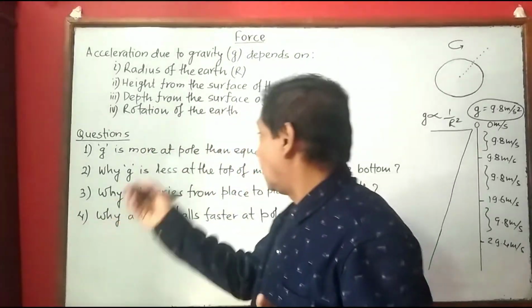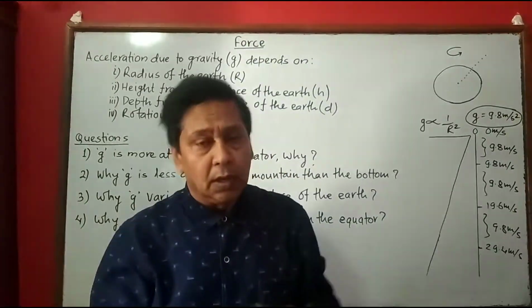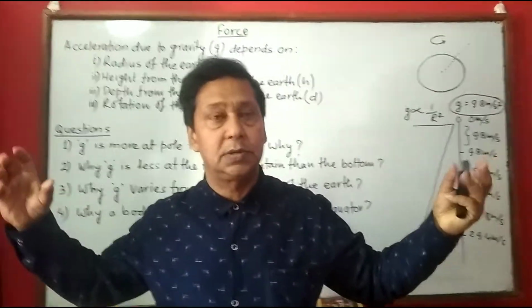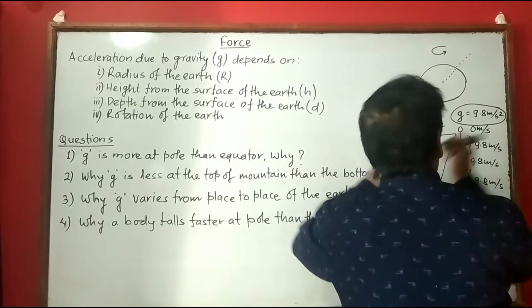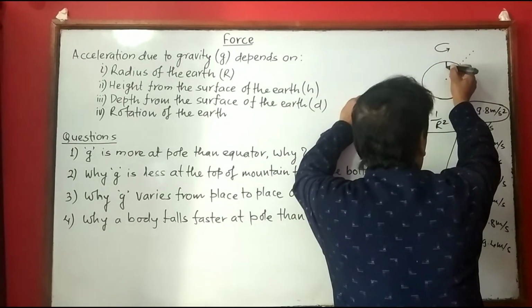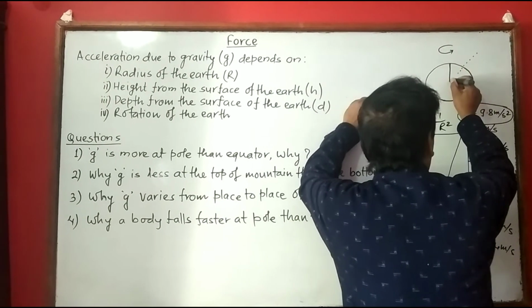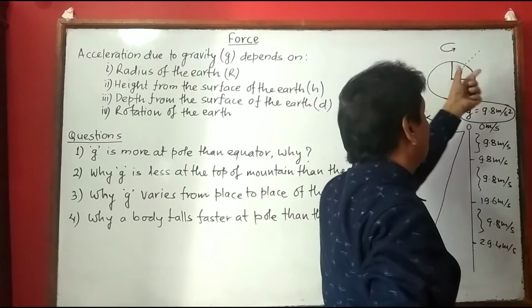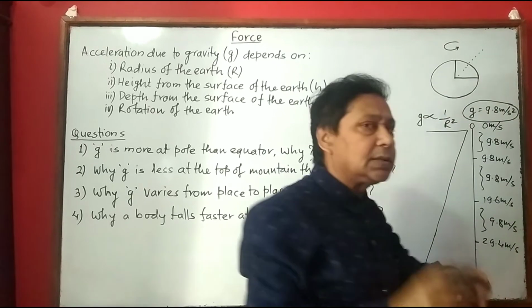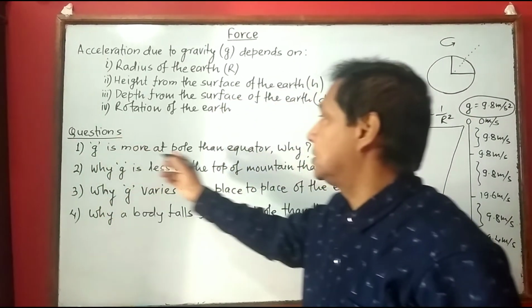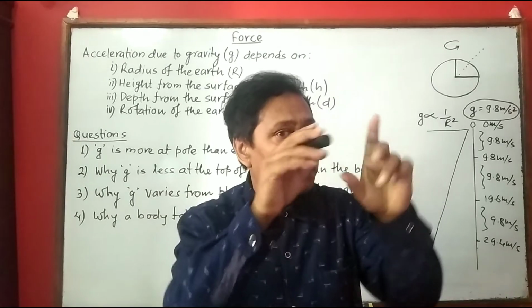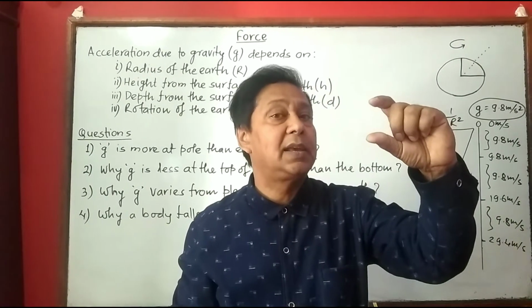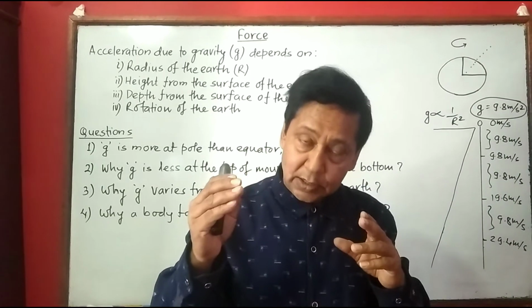Why is G more at pole, less at equator? Do you know that earth is flattened at pole, bulged at equator? Like this. I made this earth which is flattened at pole, that's why radius at pole is less. Radius at equator is more. This polar radius is less. Equatorial radius is more. Earth is not a perfect sphere. We can answer this question this way. Earth is not a perfect sphere. It is flattened at pole, bulged at equator. That's why polar radius is less, but equatorial radius is more.